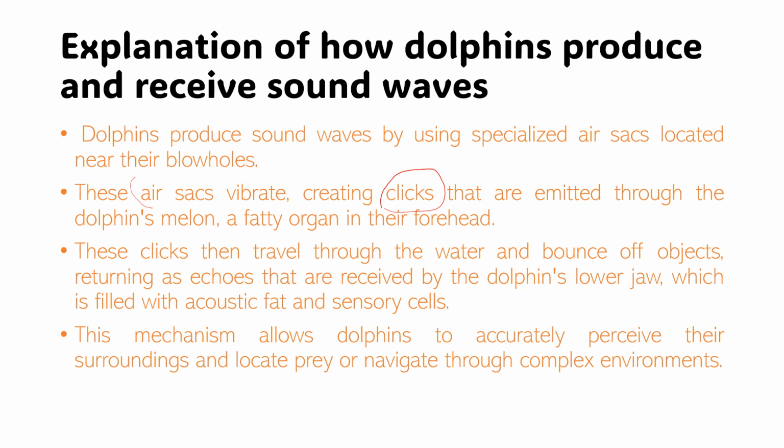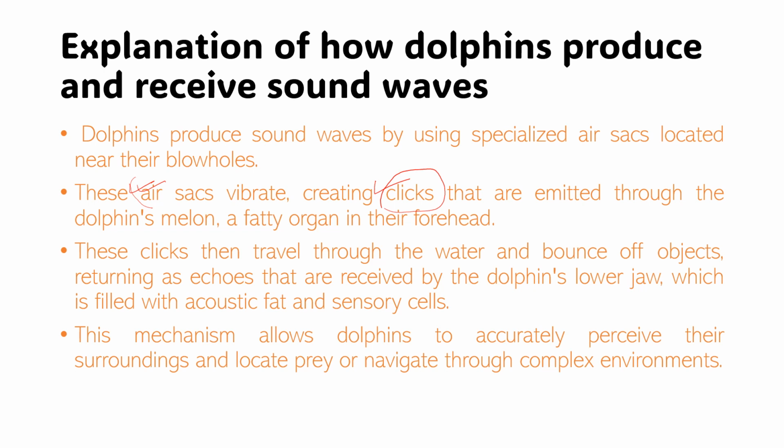So you can understand that with the help of this ear sac vibration, it generates the sound signals or sonar signals, which are also known as clicks, and it emits them through something known as the melon, a fatty organ in their forehead. And when the signals get reflected either from prey or from some other structures, they are received by the dolphin's lower jaw.